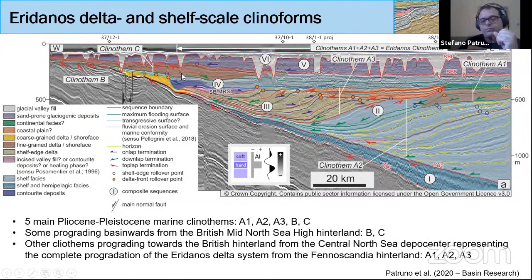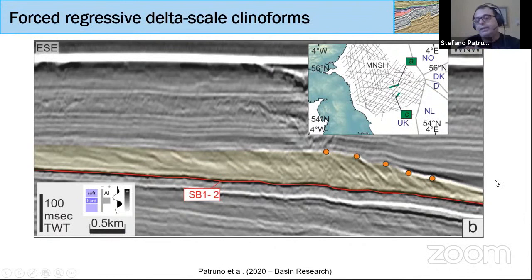And then we measured the morphological characters and plotted them together. So that's a zoom onto clinotherm B, the small one that is prograding basinwards from the UK. You can see lovely clinoforms, small ones, but very well imaged. You can see the rollover points here. So at the beginning here, they're very much sigmoidal. Then they tend to become more oblique. And then they clearly show a degradational profile. So they tend to show forced regression towards the end. So that's your clinotherm B, lovely imaging.